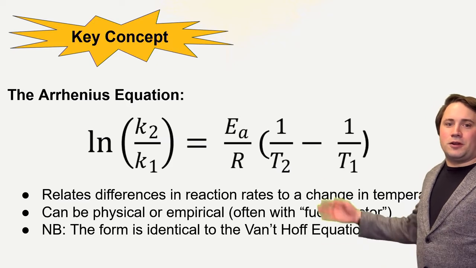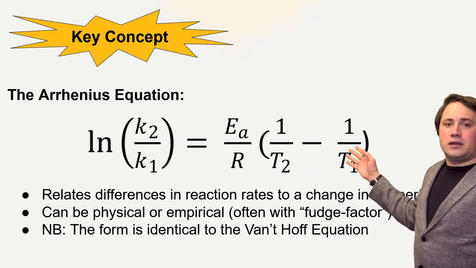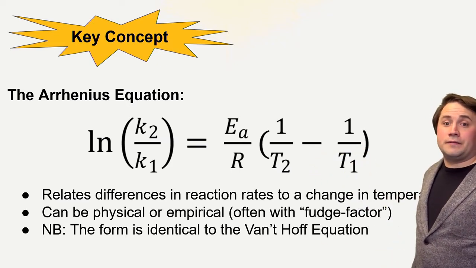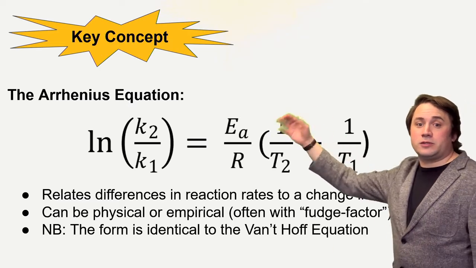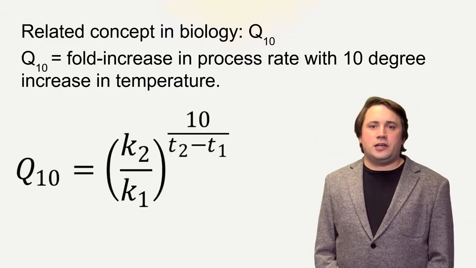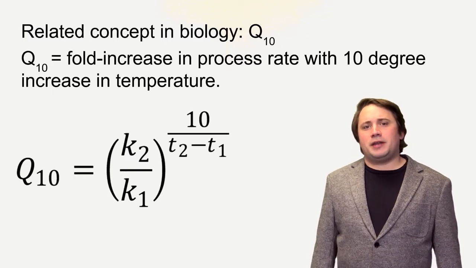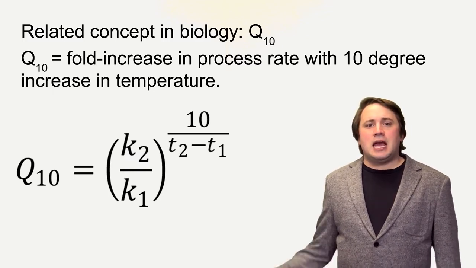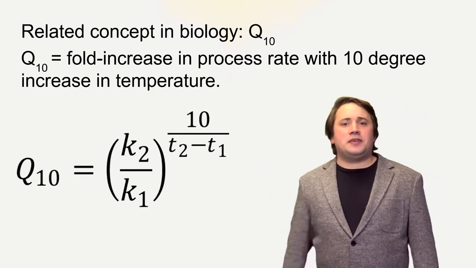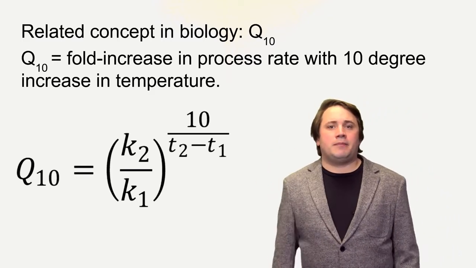And then finally, I just want you to note again that this is equivalent in form to the Van Hoff equation, just with different variables in different places. So now I just want to dive into something that is related to the Arrhenius equation, but is not exactly the same concept. And that's the idea of Q10. And this is something you see particularly a lot in biology.